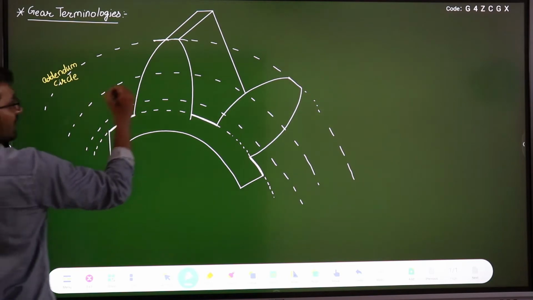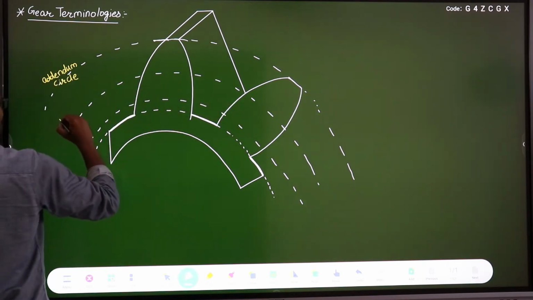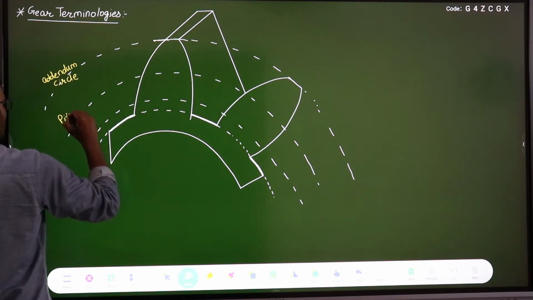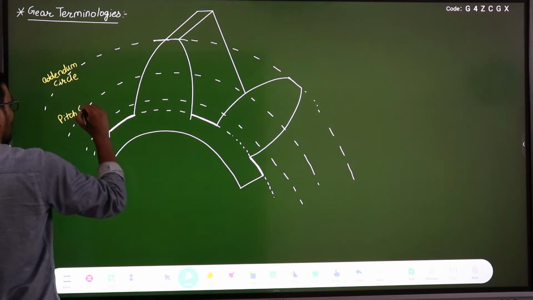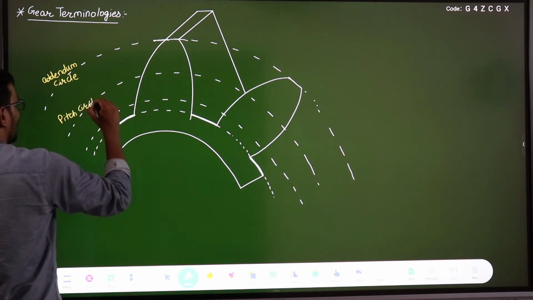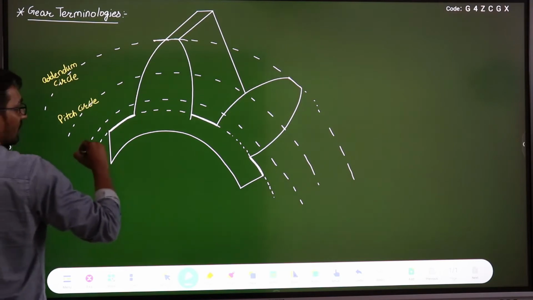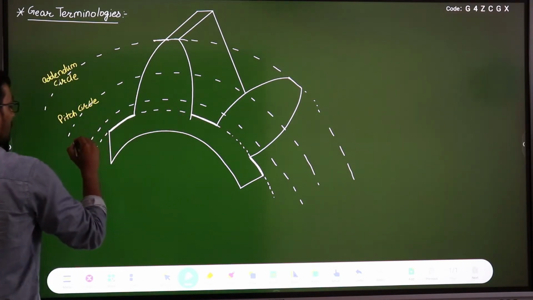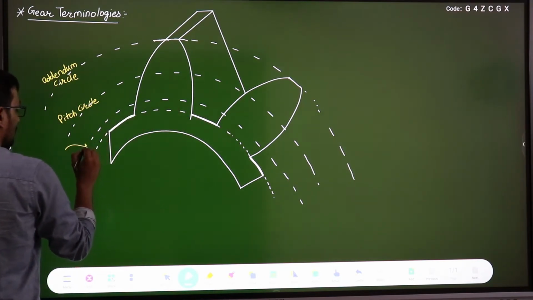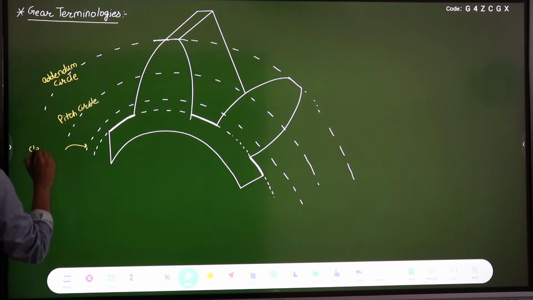This circle is your pitch circle. We will discuss what we mean by pitch circle and what the significance of the pitch circle is. Right here, this is the pitch circle. The third one is your clearance circle.